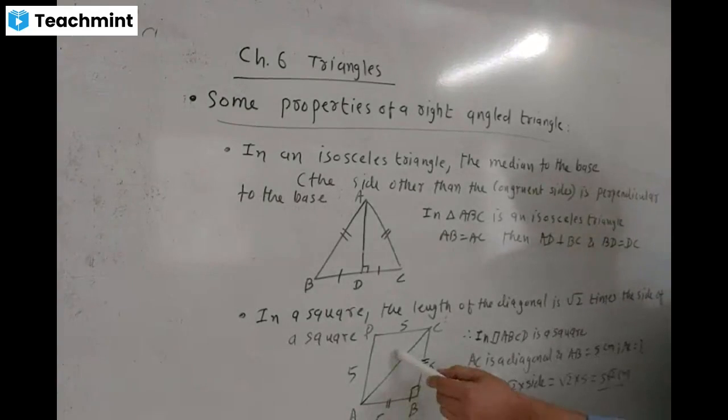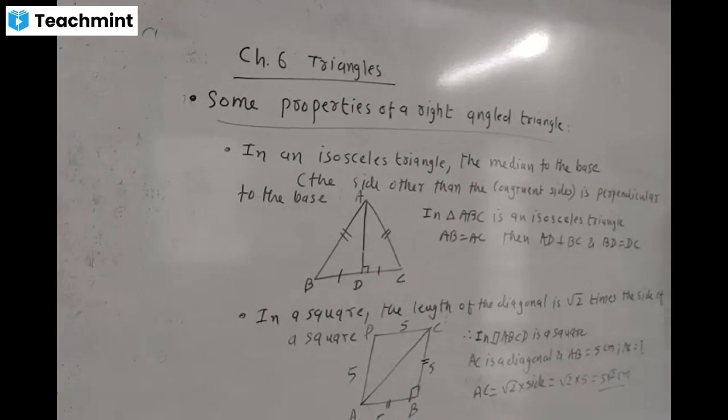If diagonal is given, then find the side. If diagonal is given and we need to find the side, so diagonal divided by root 2, that is equal to side. Okay, side is equal to diagonal divided by root 2.